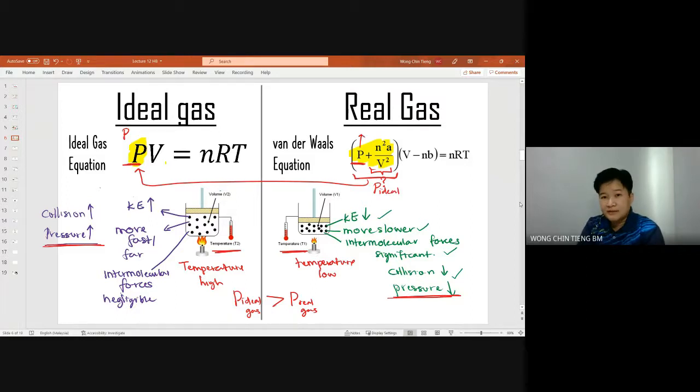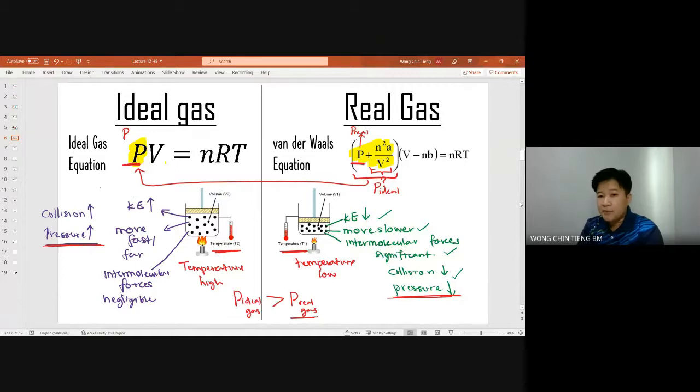So this is the pressure of the real. Dan kita tahu pressure of the real rendah, betul? Bila pressure of the real rendah tapi total kena sama dengan ideal nanti, so apa yang kita kena buat? Kita kena tambah dengan correction tersebut.